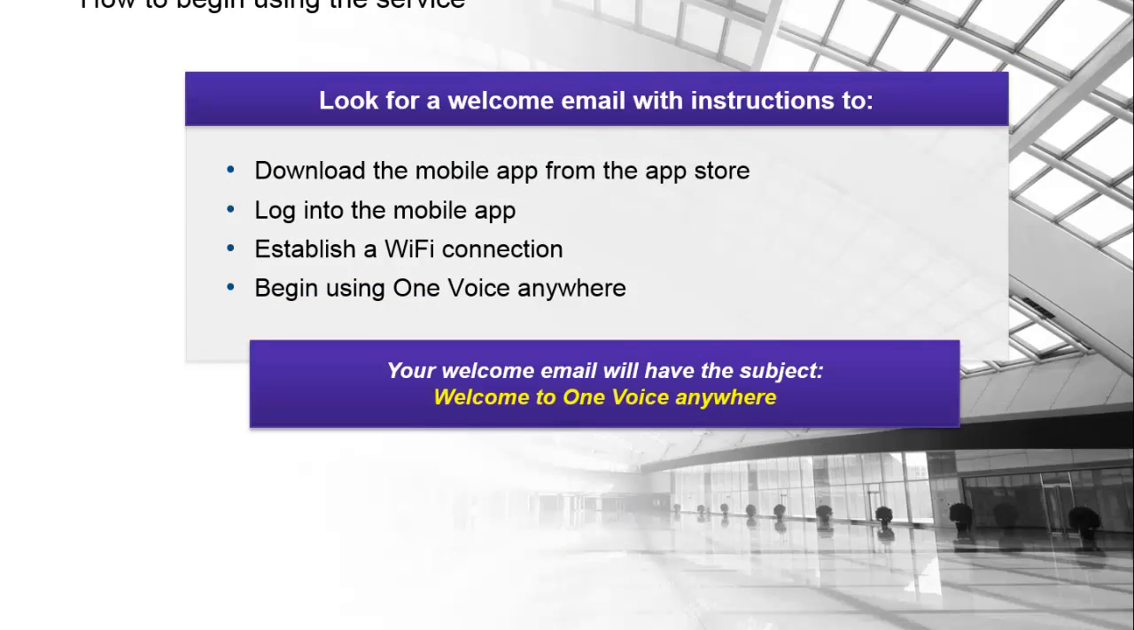To join the trial, look for a welcome email with the subject line of Welcome to One Voice Anywhere. Within that email, it will provide instructions on how to download the One Voice Anywhere mobile application from the Apple App Store, that is if you're using an iPhone or an iPad, or from the Google Play Store if you are using an Android device. Your welcome email will provide your personal username and password and will provide instructions on how to begin using the service.